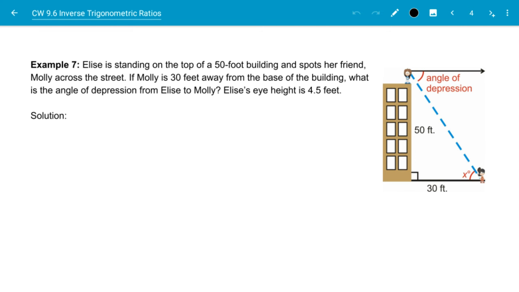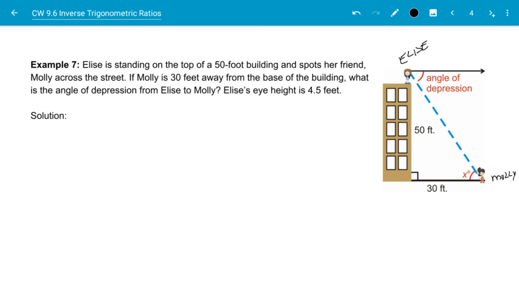Example 7 says that Elise is standing on top of a 50-foot building and spots her friend, Molly, across the street. So Molly is hanging out down here looking kind of glum, and Elise is up here for whatever reason, standing on top of a building, which would freak me out. But anyways, if Molly is 30 feet away from the base of the building, what is the angle of depression from Elise to Molly? And this says Elise's eye height is 4.5 feet.